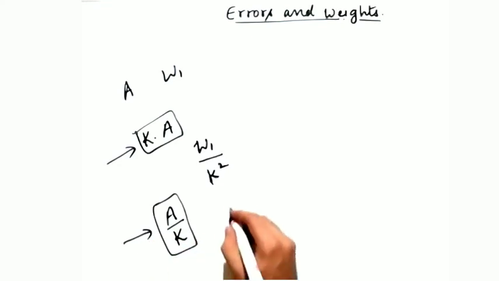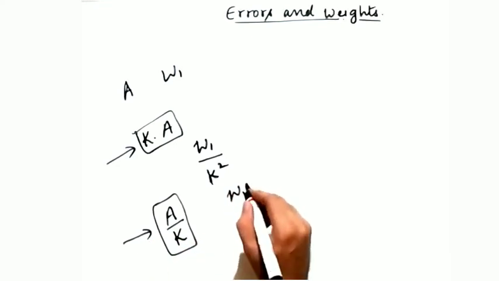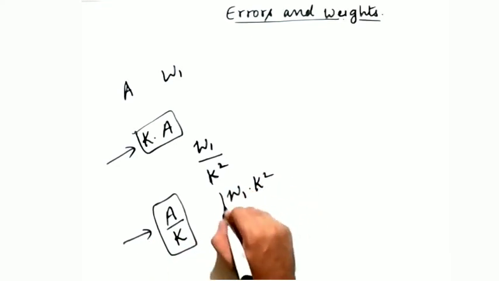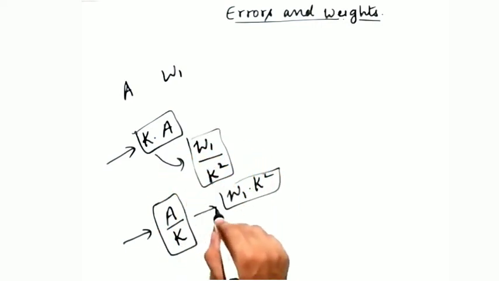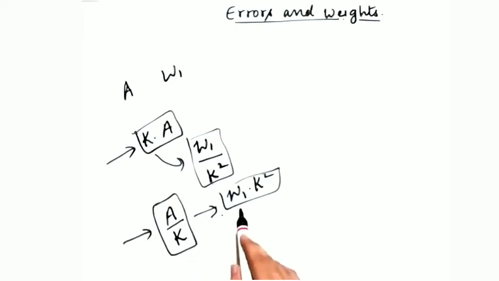The weight of this quantity will be W1 times k square. So this is the individual weight. This is the weight of this and this is the weight of this. Since you have divided it with a constant, the weight will increase, the error will reduce.